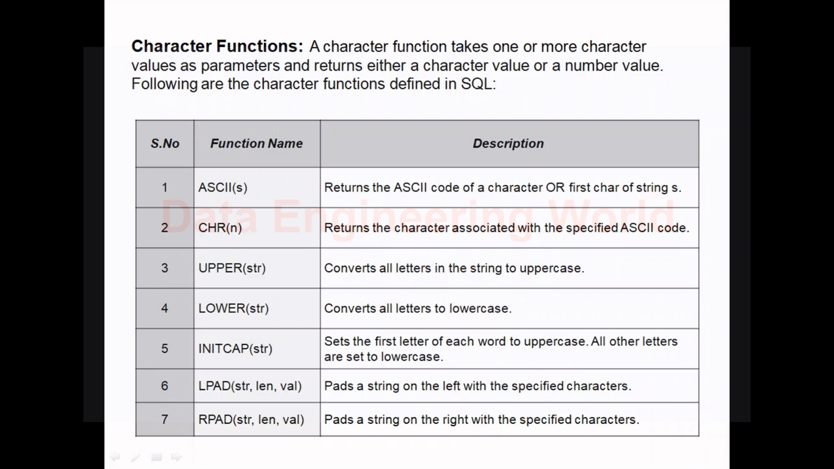The next character function in the list is upper, which takes one input parameter as a string and converts all the letters in the string to uppercase. The fourth character function in the list is lower. This function also takes one parameter as a string and converts all the letters to lowercase. Let's see examples of the upper and lower functions.